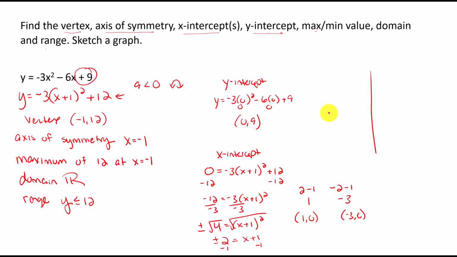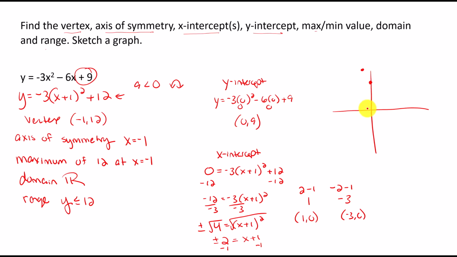Okay, let's do a rough sketch. So let's look at our vertex first. I have -1, 12. So let's just say -1, 12 is going to be up here, okay? And if I had graph paper, I would do this a little bit better. So when you do your homework, make your graphs a little bit nicer. But -1, 12 is up here. I'm actually going to have a y-intercept of 0, 9. So let's just say that's going to be maybe right about there, okay?